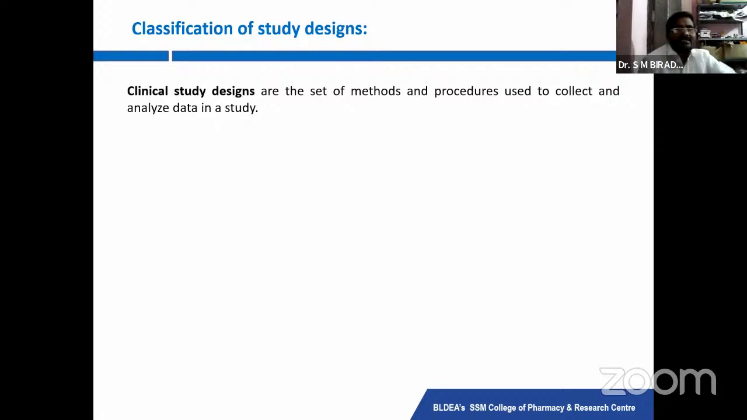The clinical study designs are the set of methods and procedures used to collect and analyze the data in the study. So what is the basic motto or objective of the clinical study designs? It is a method, a procedure to collect the data and analyze it.